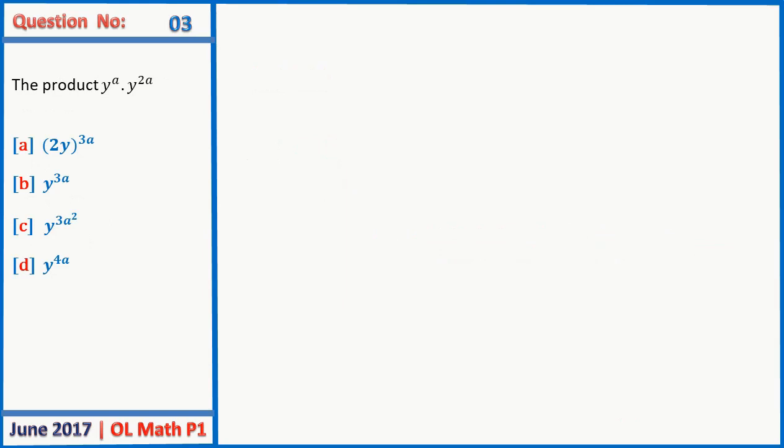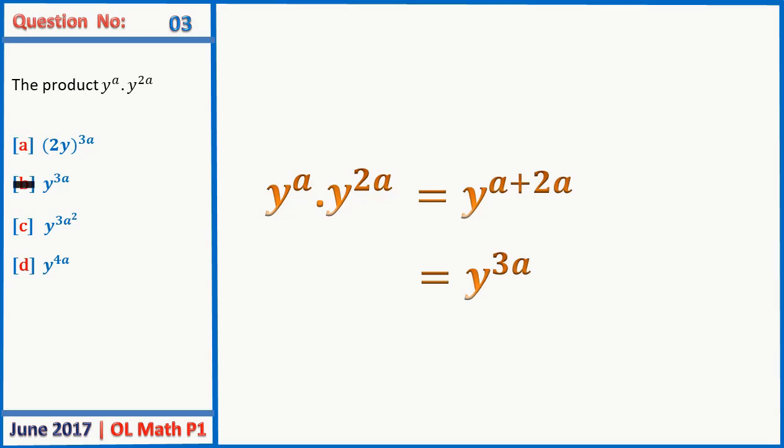Question number 3, the product of y to the power a times y to the power 2a. This is multiplication of indices, and since the bases are the same, we just add the powers from law 1. That gives us y to the power 3a, and the key is B.